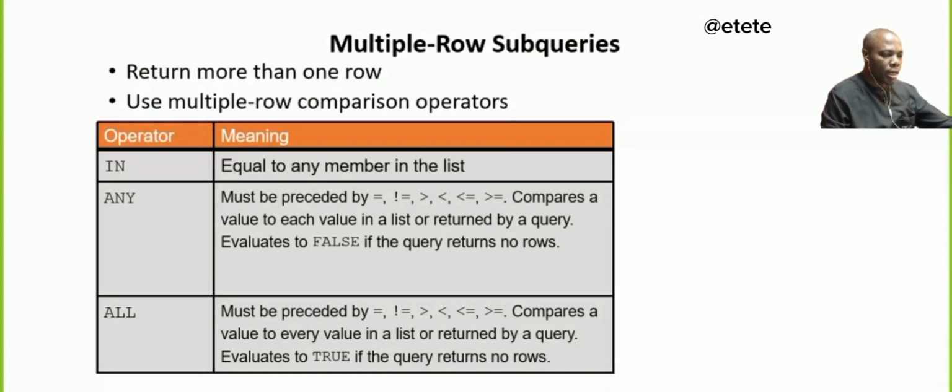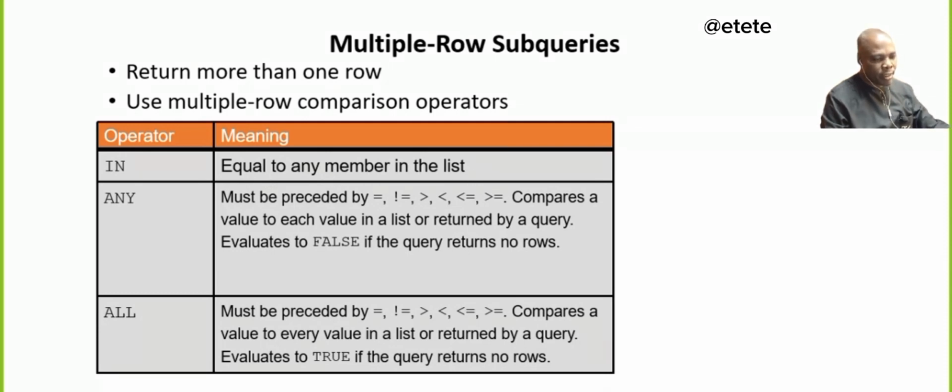We've done single row subqueries in the last class. So today we are going to continue with multiple row subqueries. Now, multiple row subqueries return more than one row. Use multiple row comparison operators. And these are the operators you use: in, any, all. Equal, that is, this in is equal to any member in the list.